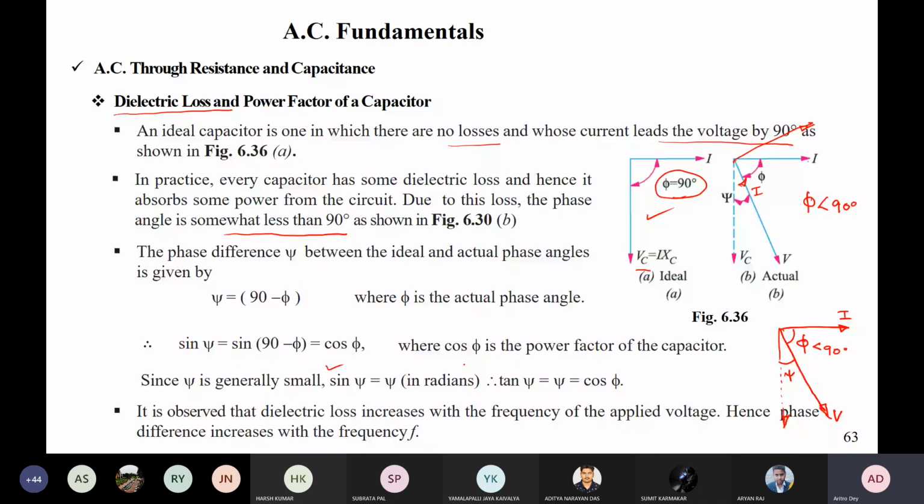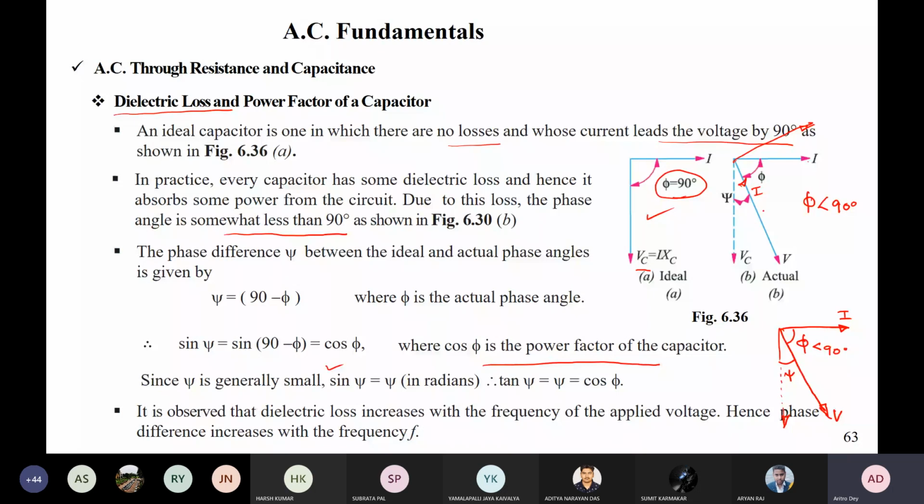So in case of an ideal capacitor, what will be the power factor? It will be zero. But in case of a practical capacitor, where you have some dielectric loss, you will get a power factor for the capacitor, which is cos phi. Since psi is generally very small, because the resistive component or loss is not too much, it will be close to 90, but not exactly 90, and this psi angle will be very small, say 5 to 10 degree, let us assume.